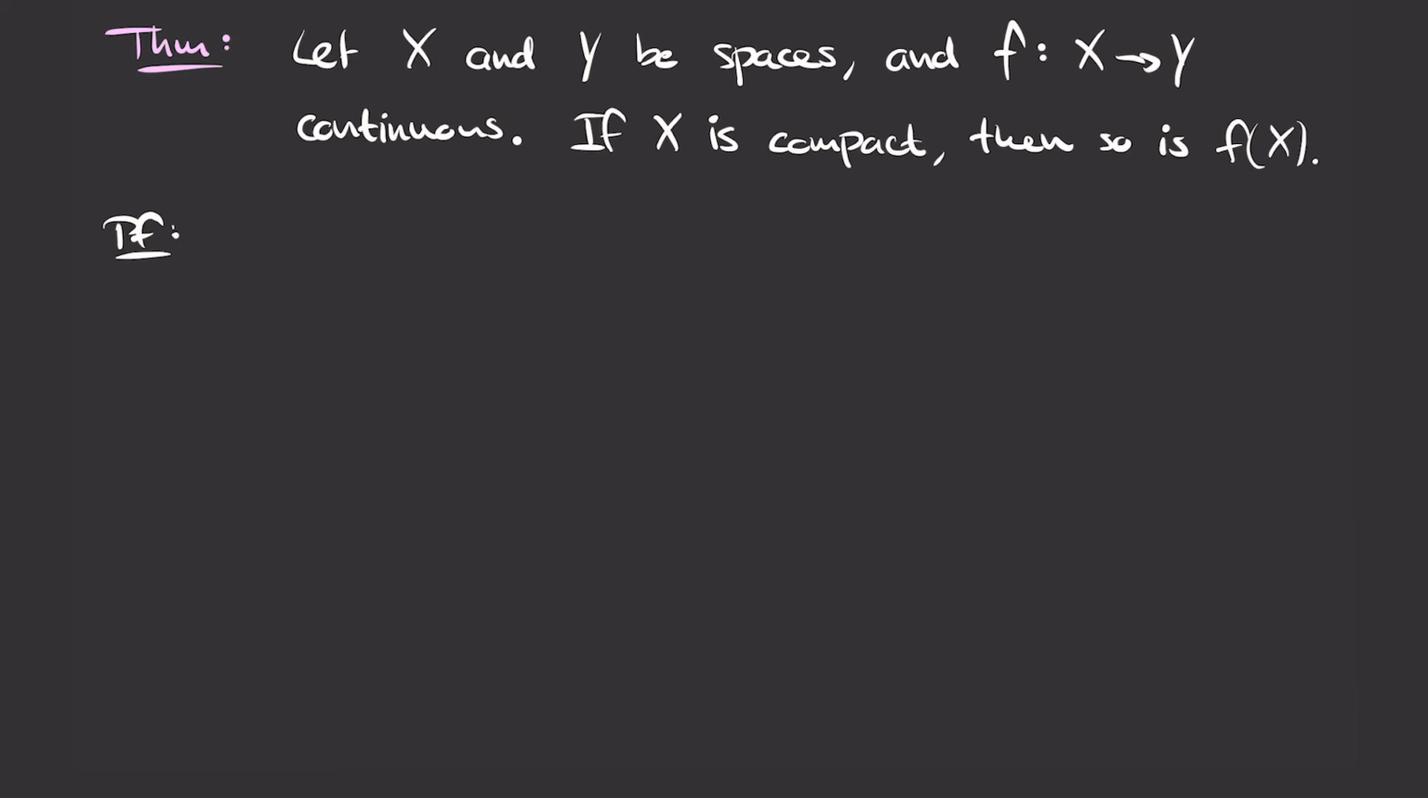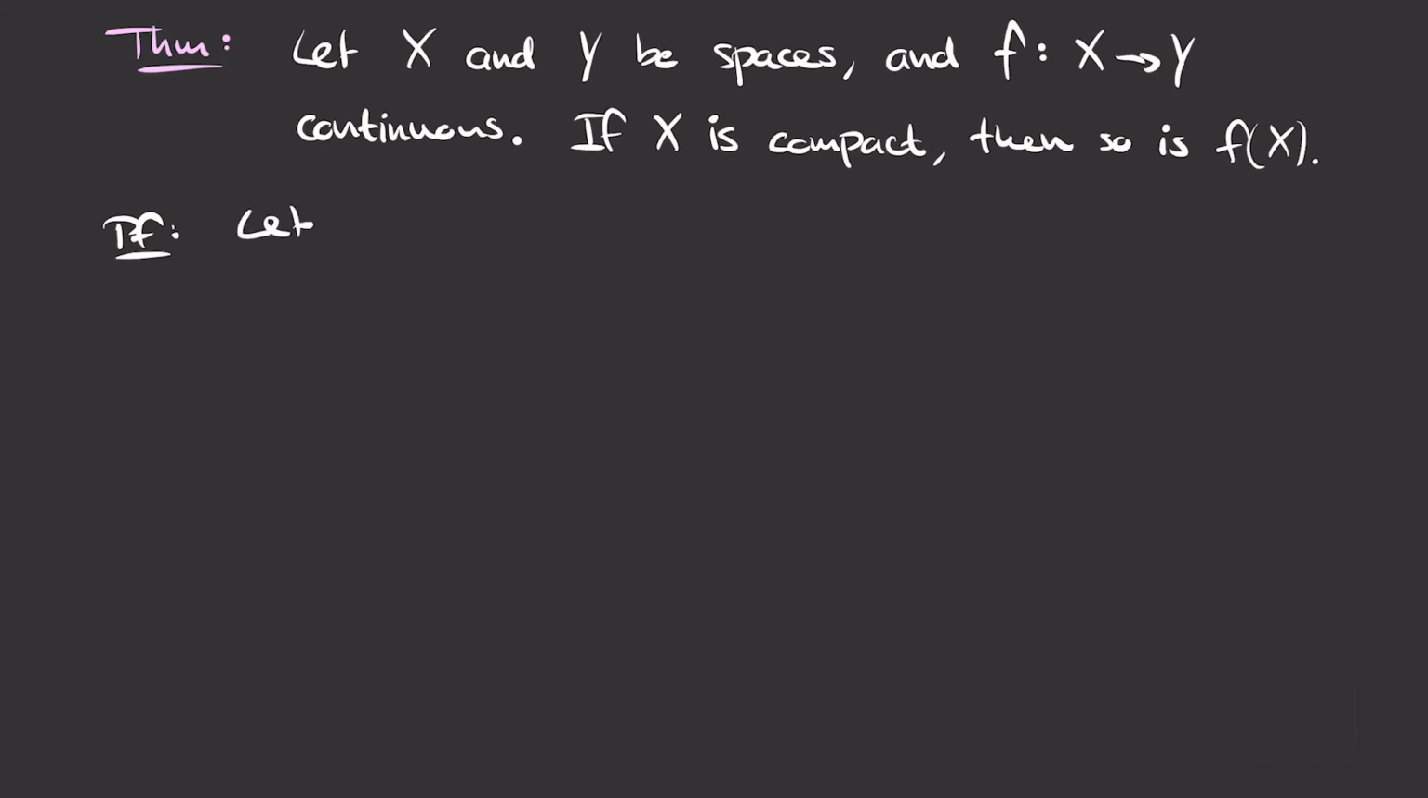The way we're going to do this is we're going to pull back the open cover of the image f of x along the continuous function, and what we get is some open cover of our space x, which we know to be compact. Therefore, this pulled back open cover on x has a finite subcover, which we can then push forward along the function f to get a finite subcover of our original open cover of the image. All right, let's start writing this down more precisely.